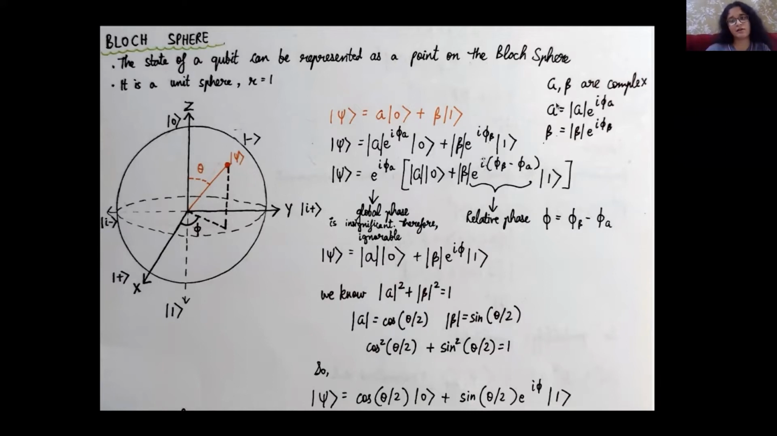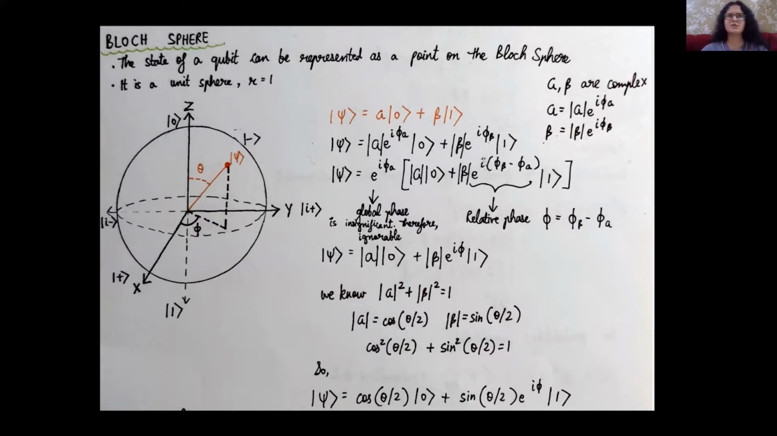Now if we are representing them like this, then we can replace them in the equation of the qubit. So now we've replaced alpha with its polar form and likewise beta. Let's try simplifying it. We take e to the power i phi alpha outside and get something like this. Now, there's something really interesting over here. e to the power i phi alpha can be ignored because it's a global phase. It is common to the complete equation.